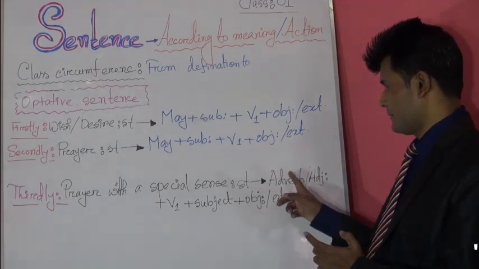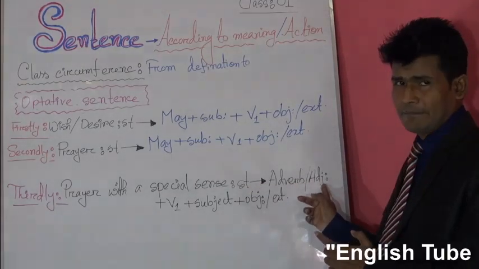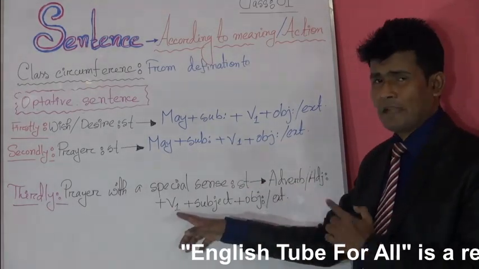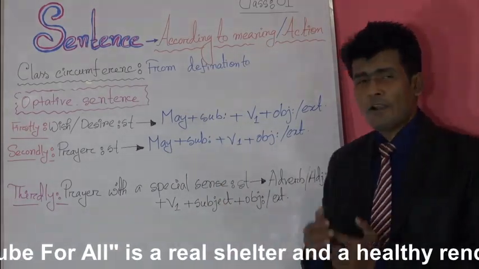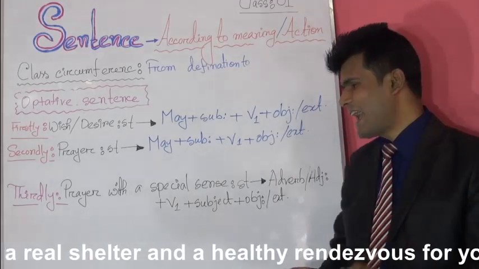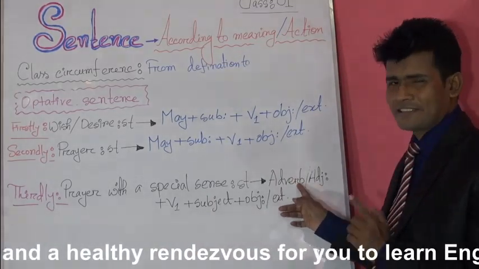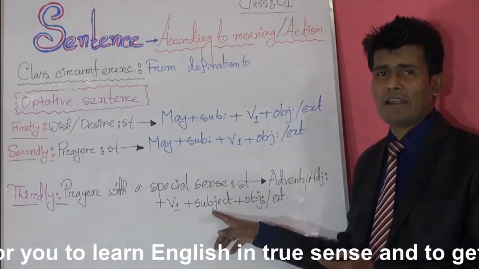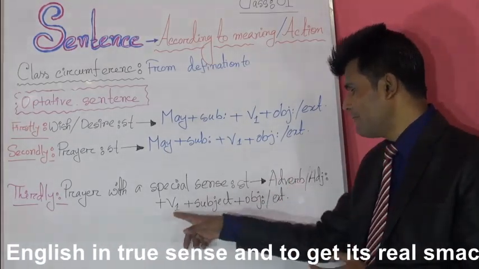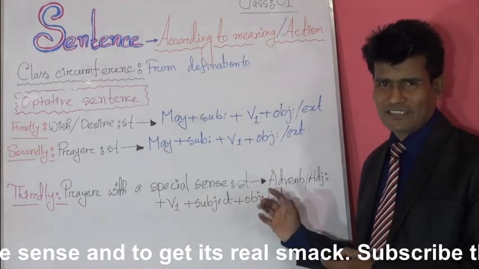The structure is, first of all, an adverb or maybe an adjective. Then verb 1 or the base form of the principal verb plus subject plus object or extension. Long live our president. What can you say? Long is that adverb. Live is the present form of the principal verb. Subject is our president. So, long live our president. No object or extension is there.